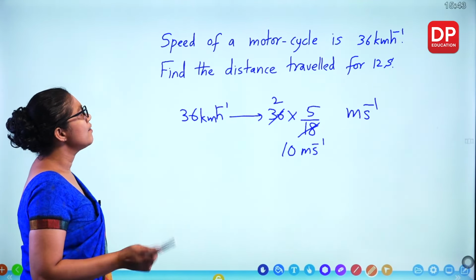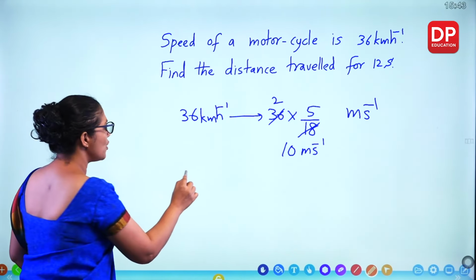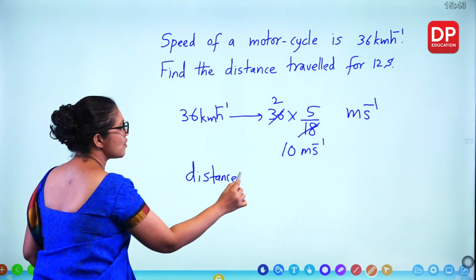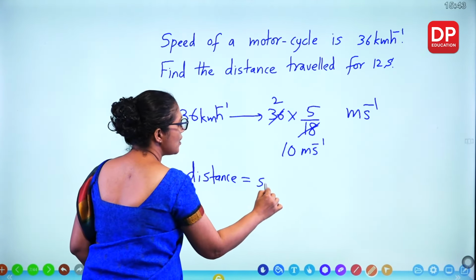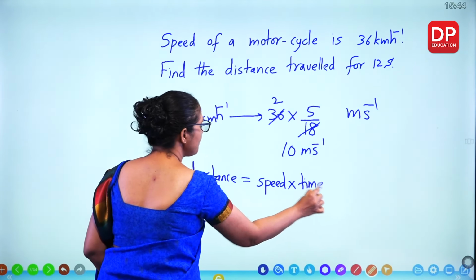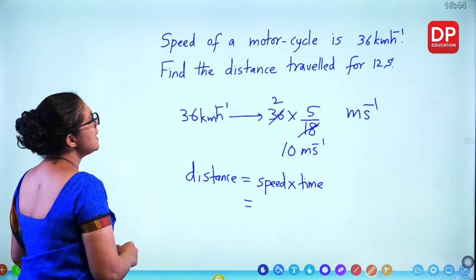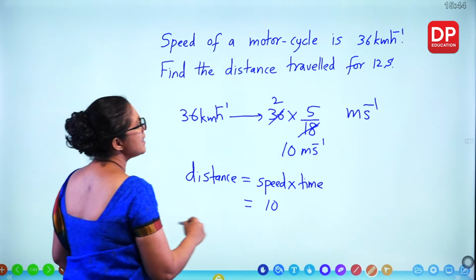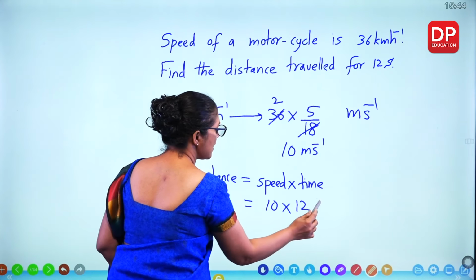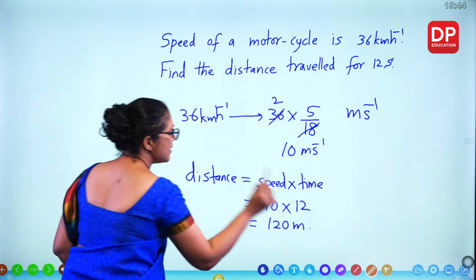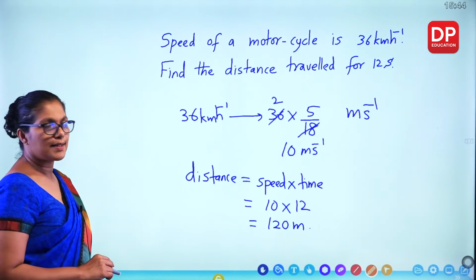Now we can find out the distance. So what's the formula to find out the distance? When you make distance the subject of the formula, that's equal to speed times time. Speed is now 10 meters per second and time is 12 seconds. When you multiply, you get the distance in meters.